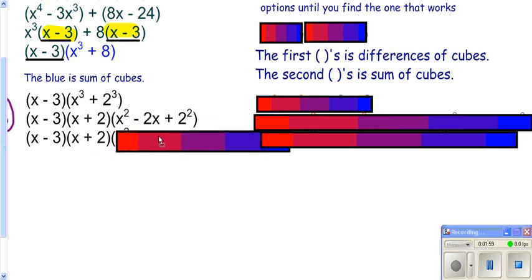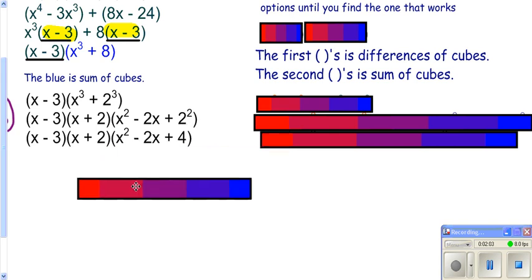Well, that's going to simplify just a little bit because your 2 squared is really just a 4.